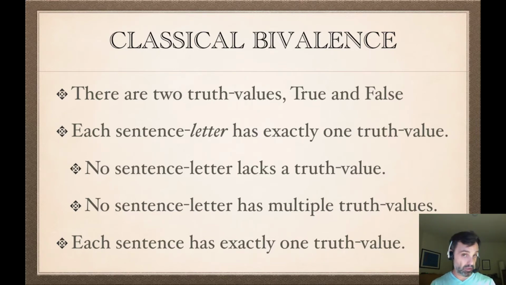Every sentence in the language, chapter 2. Natural language is probably more complicated than this, but if you have a language in which each sentence has exactly one truth value, then it's a classically bivalent system. Bivalent meaning two truth values.